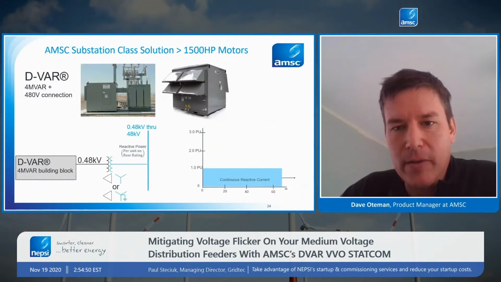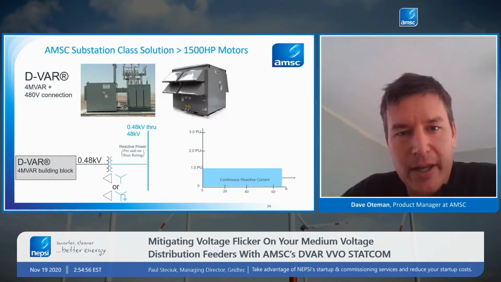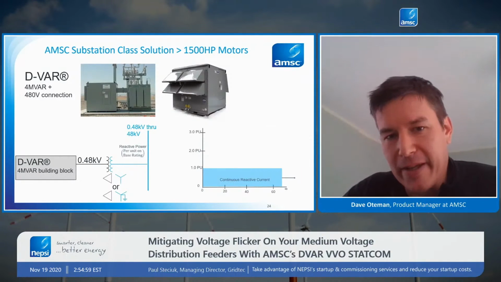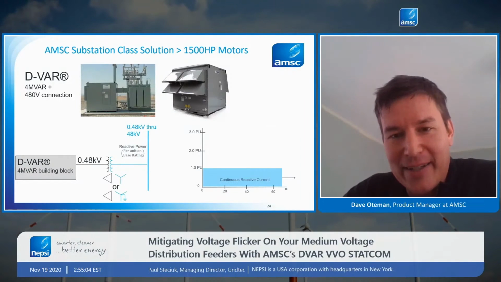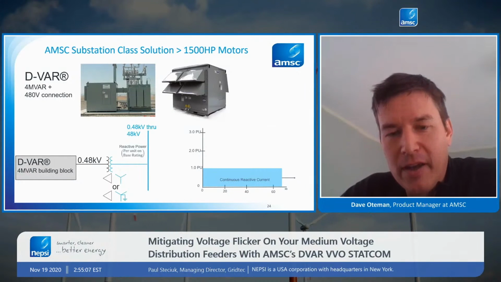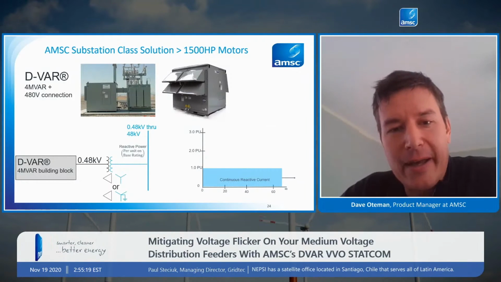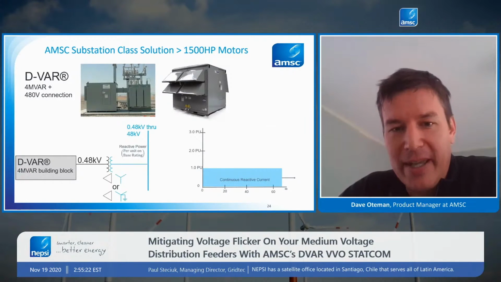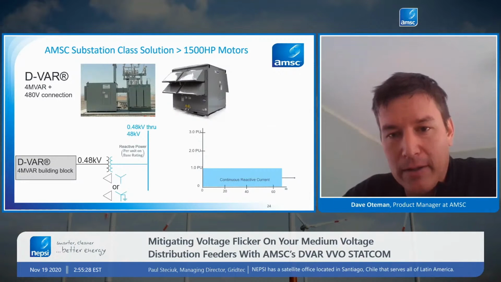I'll just mention too that for large motors, we do have a substation class STATCOM solution. So what we covered today with the DVAR VVO is a pole mounted feeder solution that extends up to about 1500 horsepower motors. For larger motors, our substation class DVAR is also able to be used. So we're talking about 2000 horsepower plus motors. And then, of course, NEPSI has a solution called ActiVAR for even larger, several thousand horsepower motors.